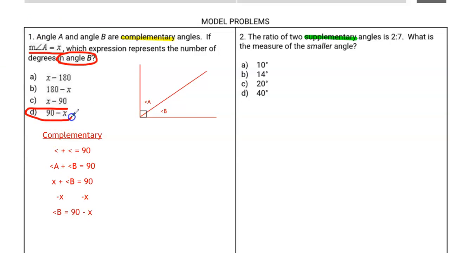How about that? The next problem is very similar. We're going to draw a diagram, try to apply the vocabulary word that we know, and solve an equation. Take a moment to try that out, and then come back for the answer.